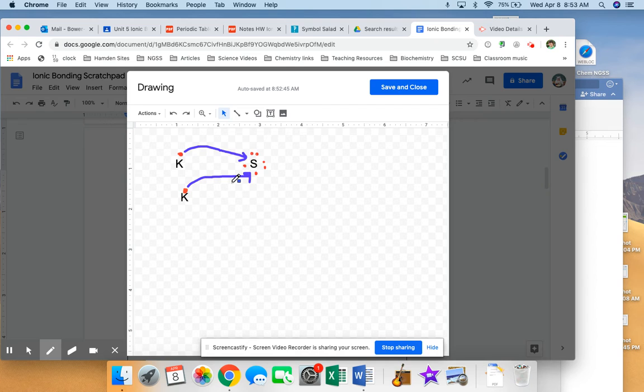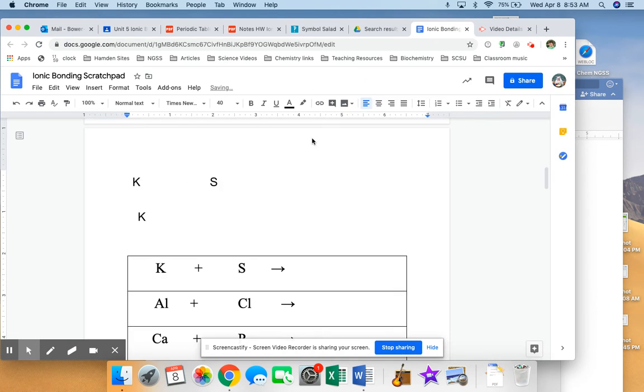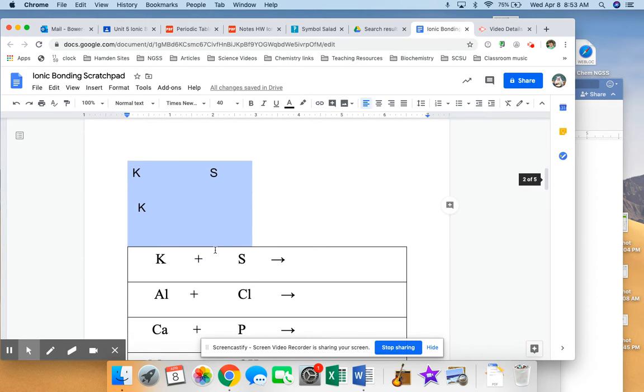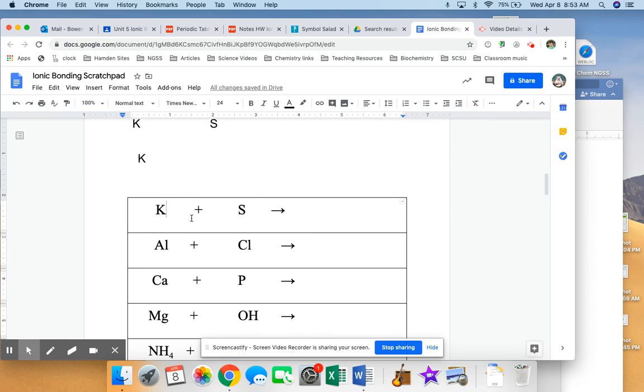So I'm going to save and close this. Unfortunately, the drawings won't show up. So we have K and S. So what does this look like? Come back. So remember, each K is going to get a +1 charge. I'm going to show that as a +1 charge.